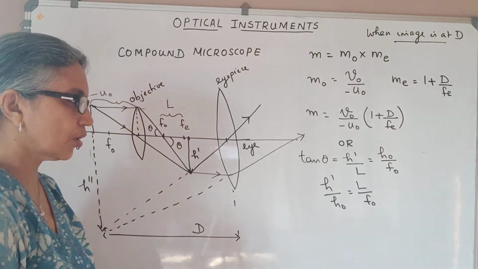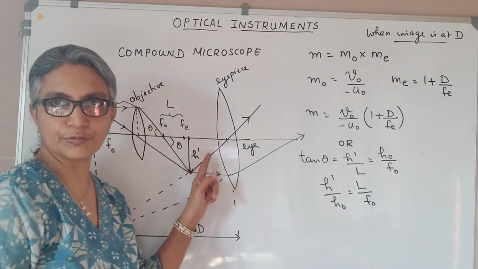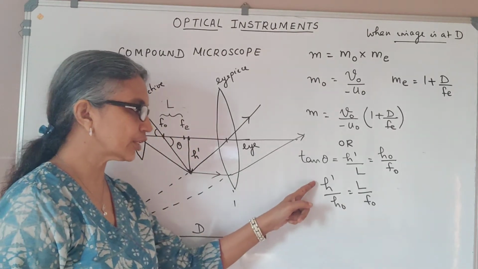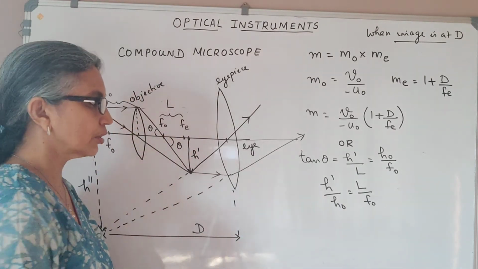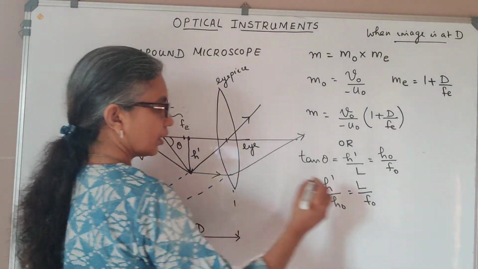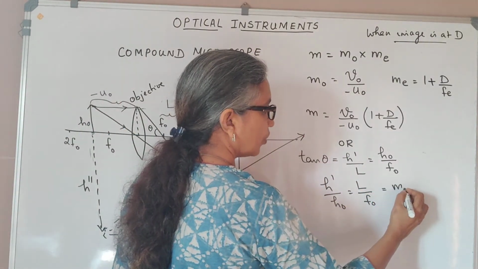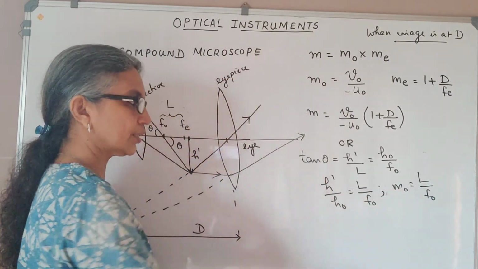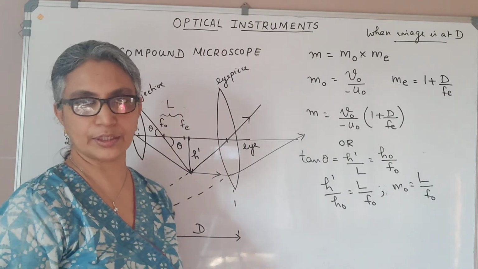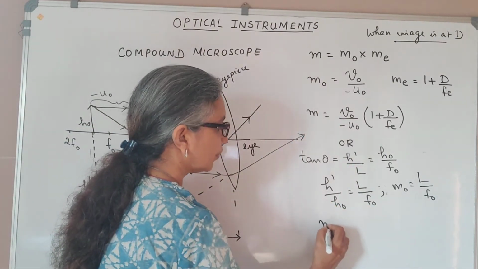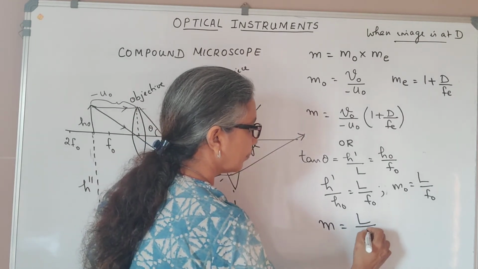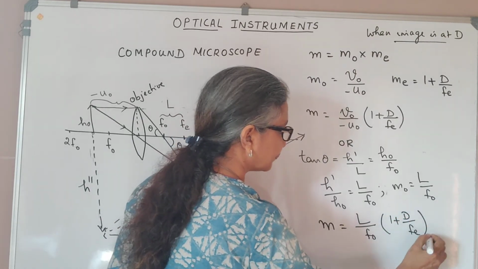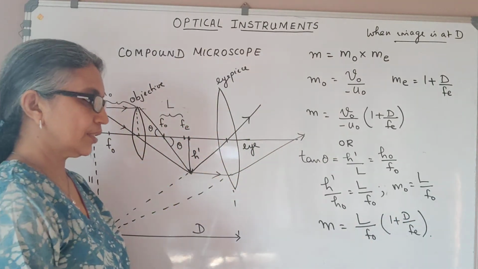Now this is important because what is H dash? Image height of objective. And HO is the object height of objective. We know HI by HO is magnification. So for the objective lens, we may write MO is equal to L by FO. We may write magnification of the objective as H dash by HO, which is L by FO. So if I go back to my formula, total magnification can also be written as L by FO into 1 plus D by FE.